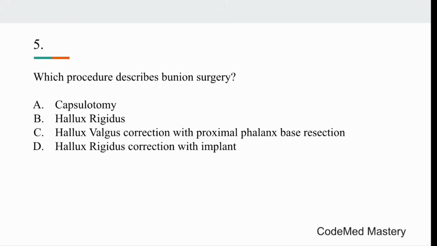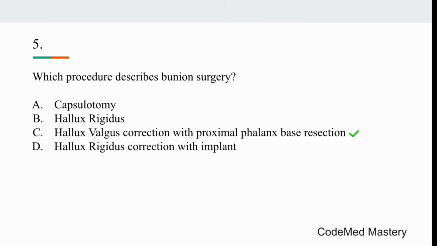Next question. Which procedure describes bunion surgery? Option A, capsulotomy. Option B, hallux rigidus. Option C, hallux valgus correction with proximal phalanx base resection. And option D, hallux rigidus correction with implant. So, the correct answer for this question is option C, hallux valgus correction with proximal phalanx base resection.